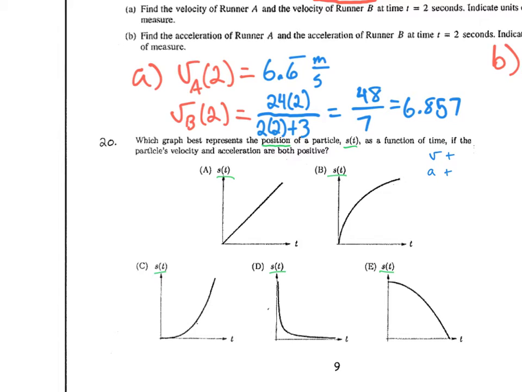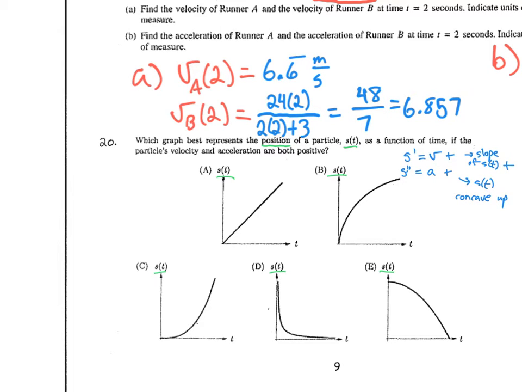Now, in order to deal with this, remember that the velocity is the slope of position and acceleration is the second derivative of position. So what that means is we're trying to look on these graphs for places where not only is the slope of the position positive, but we want the slope of the slope to be positive as well, or we want the slope to be increasing over time. Or another way to see it is we want s of t to be concave up.